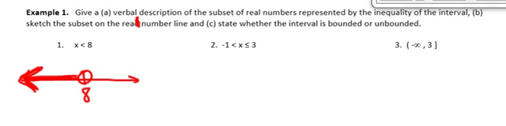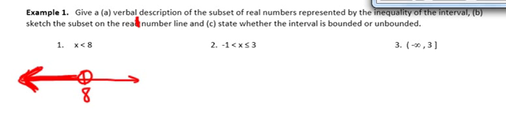And part C, state whether the interval is bounded or unbounded. Bounded means that there's some sort of an end to it. In this situation, this x is less than 8, and so this is bounded. We say that it's right-hand bounded. We would also call this a finite interval. There's some end to it.